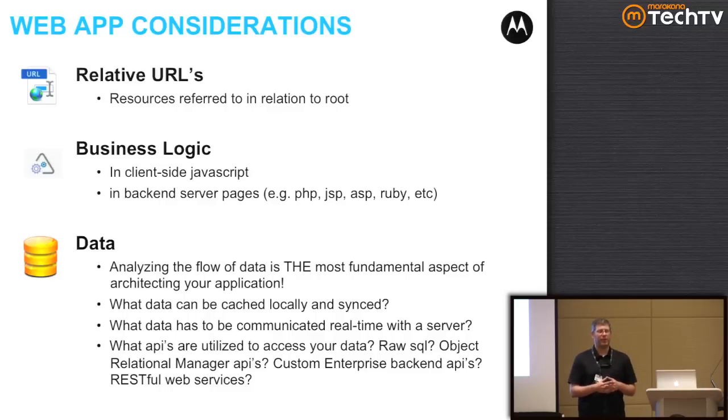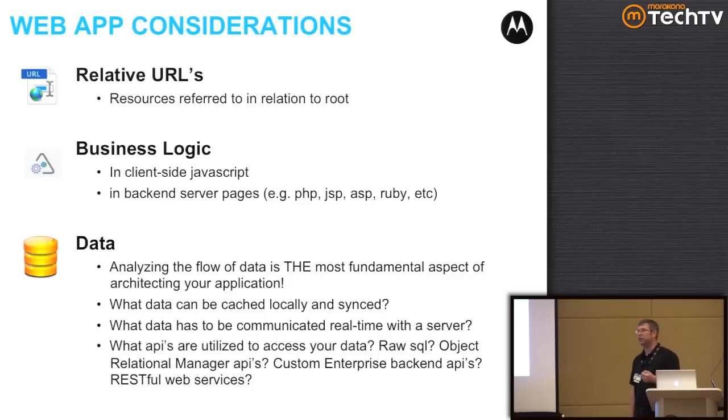Understand what data is going to be in your application. Visualize how it's going to flow throughout that app and into your back-end systems. So some of the questions that you need to ask, right, are what data can be cached locally and synced, right? Of the data that's used in that application, that web application that you have, is it appropriate for that to be brought down to the device? Is that reasonable, right? Or, what data has to be communicated real time with the server, right? Ideally, all the data can be brought down to the device, but there may be instances where you have to have a real-time feed.